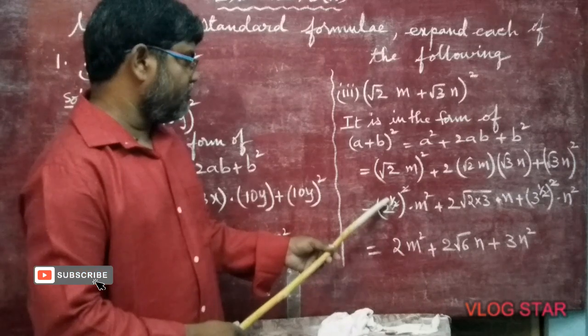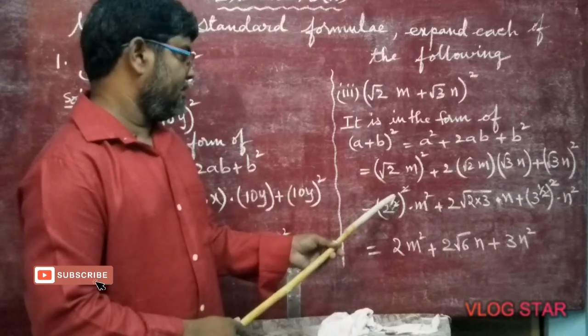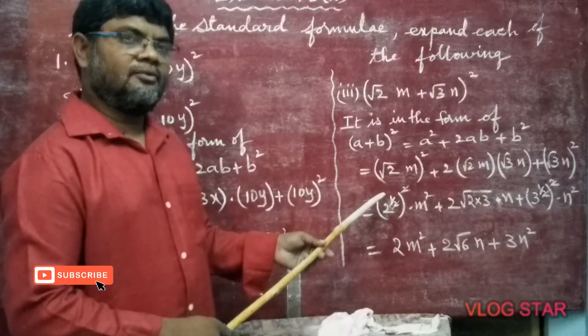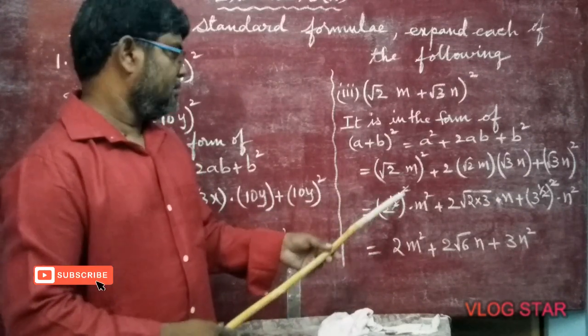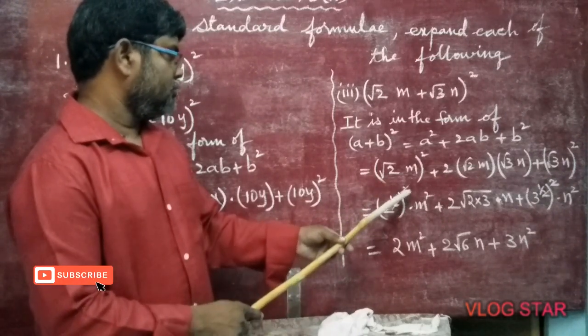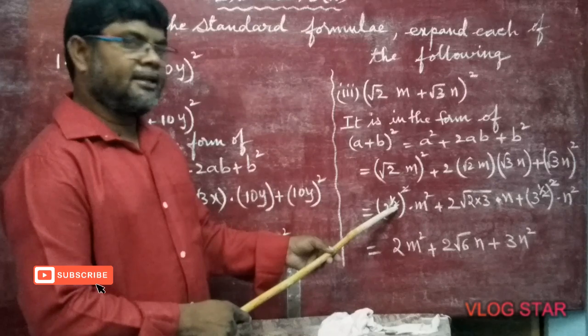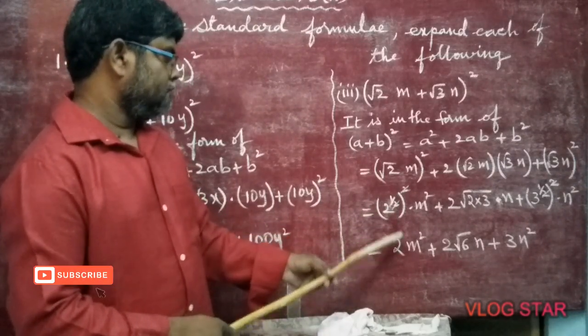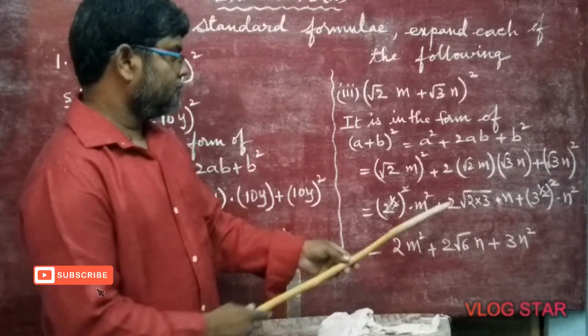Another form of square root is 1 by 2. We can write square root as 1 by 2, cube root is 1 by 3, fourth root is 1 by 4. In the same manner, square root I am writing as 1 by 2. Numerator and denominator get cancelled and 2 is left. 2 is remaining, 2m square.